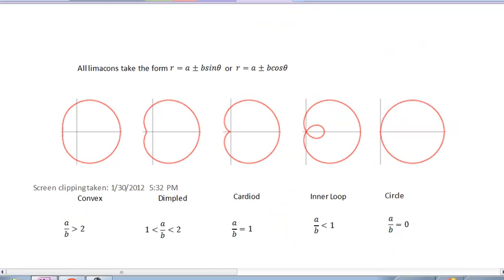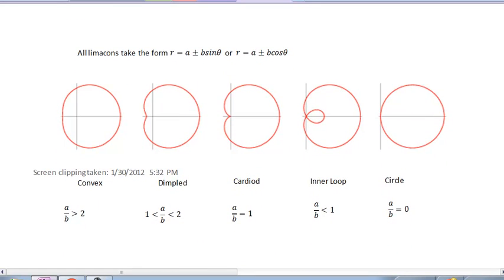And just to give you a final piece of information, all limaçons take the form, we talked about this in class, r equals a plus or minus b sine theta, and r equals a plus or minus b cosine theta. I said b sine i, I meant b sine theta. And what you can see here, what I've laid out, is what happens based upon the relationship between a and b. And if you look back at the examples that we've done, if you take a look at the homework problems that you do tonight, as a and b change, the actual style of limaçon that we're looking at changes with it.